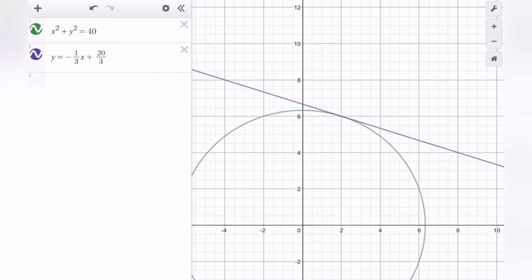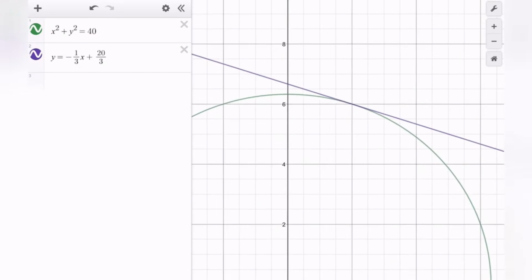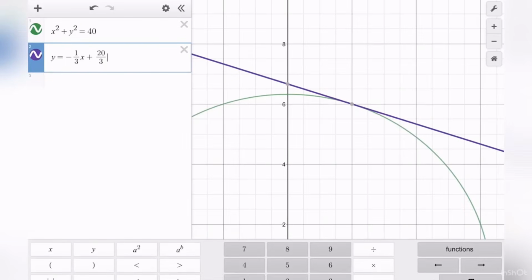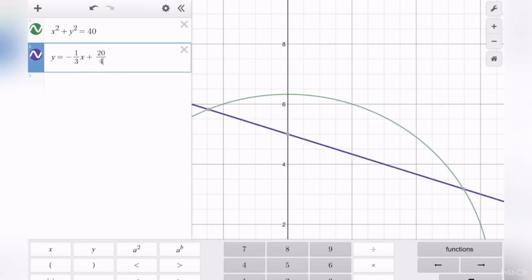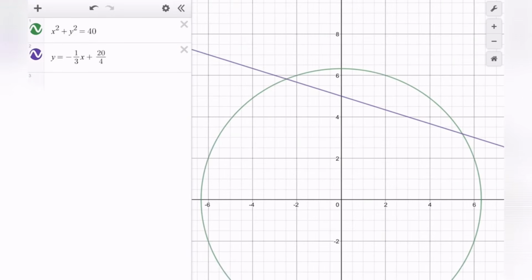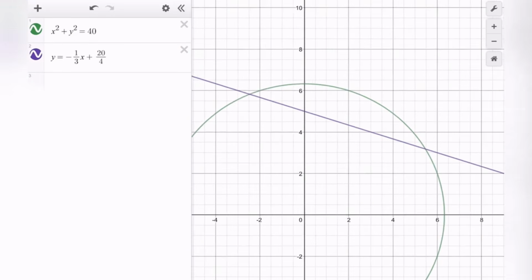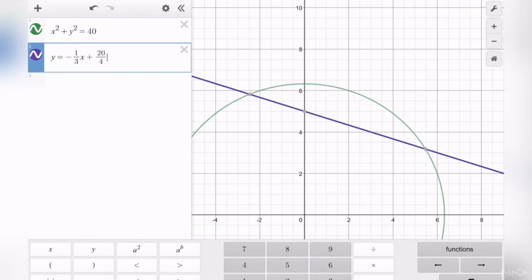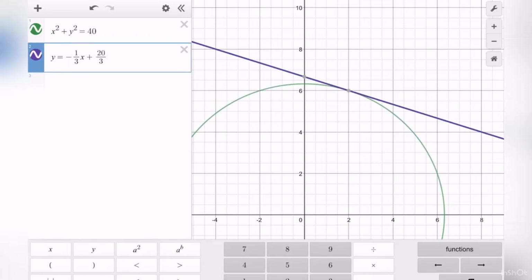You can see, this is quite good for just checking whether you've got your tangent equation right, because you can see it just meets at that one point there, so you know it's a tangent. Obviously if we change this slightly, let's change that to 20 over 4 for example. You can see that it's definitely not a tangent, because it crosses through the circle at a different point. So let's go back, change that to 20/3, which is what we got, and there we go.